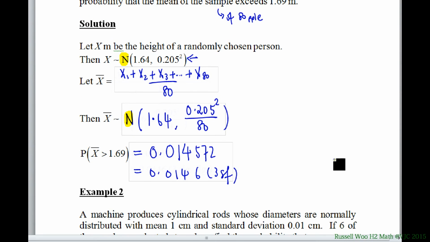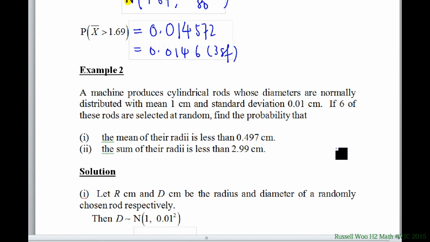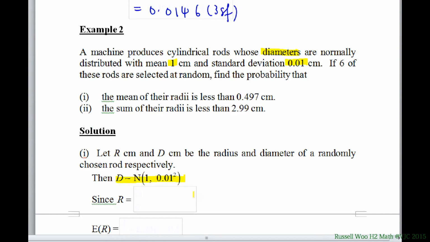Example 2. A machine produces cylindrical rods whose diameters are normally distributed with mean 1, standard deviation 0.01. So if I were you, I would just define this right away and then write this. Correct? Diameters are normally distributed. Define it properly. Mean 1, standard deviation.